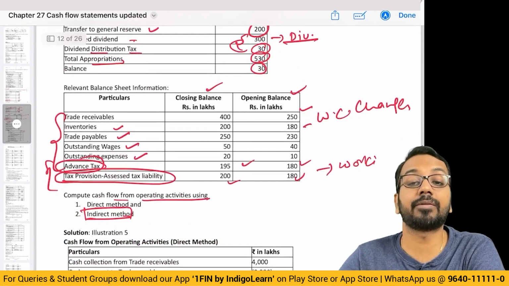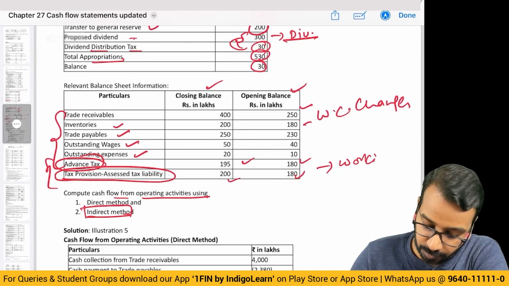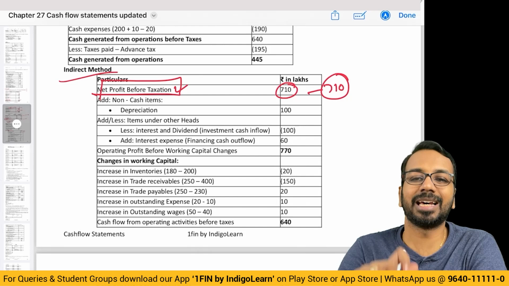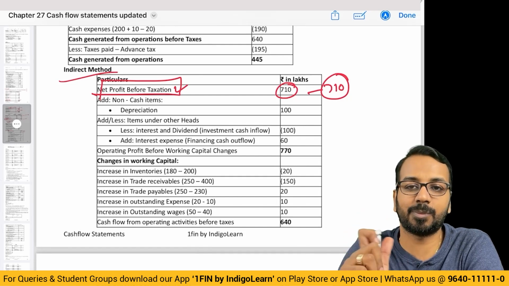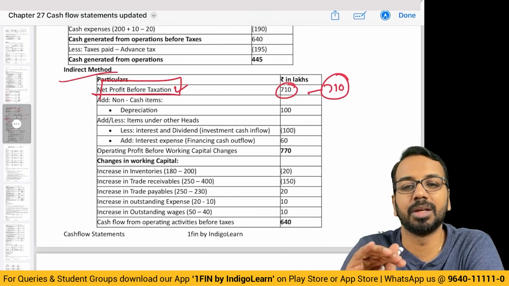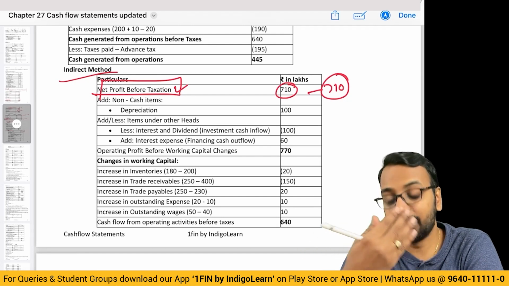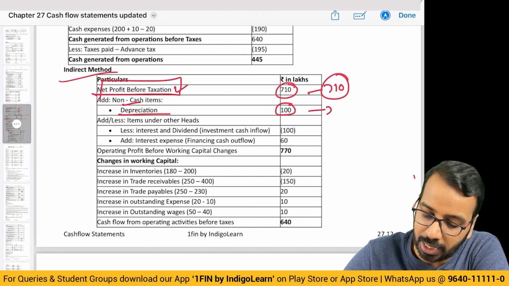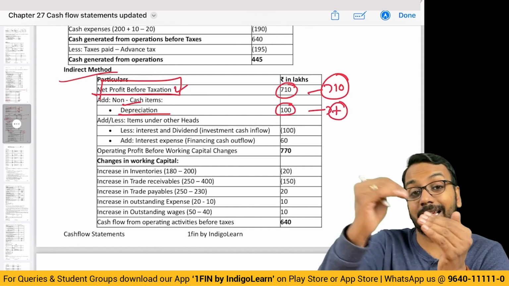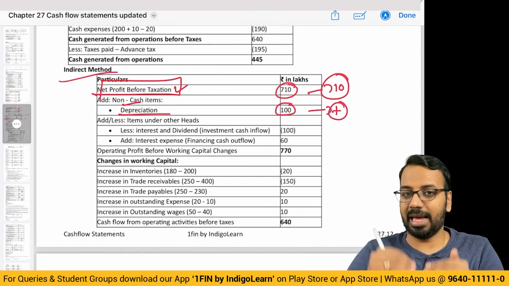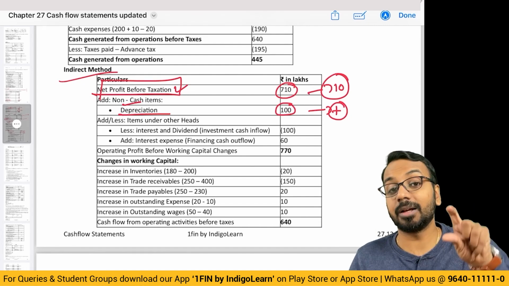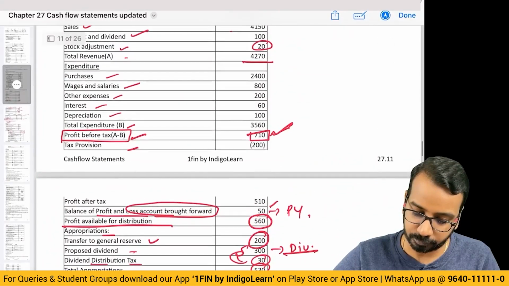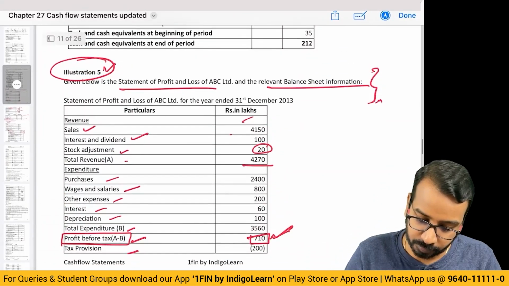Now, first thing, after you arrive at profit before tax, you have to go to the P&L and figure out whether there is any non-cash expense or non-cash income. Non-cash income would be rare, but most of the time you will have non-cash expenses. In this case, it is depreciation, 100, you will add back. Why do we add? Expenses we had deducted earlier, now we will add back. If it is any income adjustment, we will deduct it. So that is the first thing.